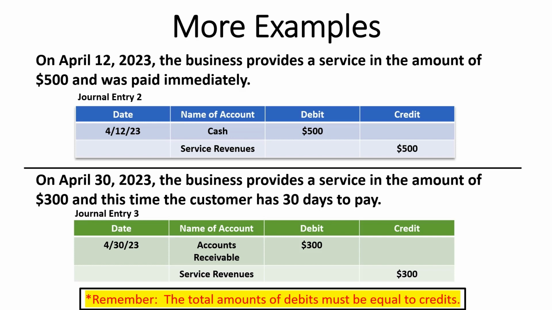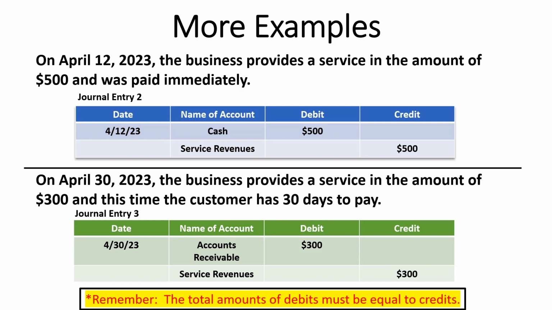You would put the date, and the name of the first account, of course, is cash. And cash is increasing because we're getting money in, so that is a debit of $500. Service revenues is affected, and that is going to go as a credit for $500. Our debits match our credits, so we're good.